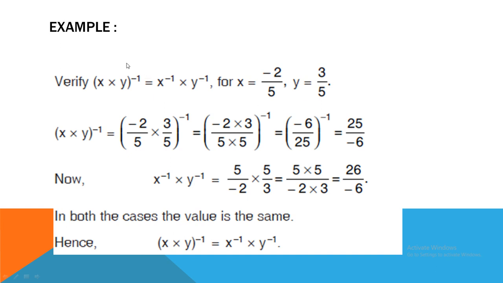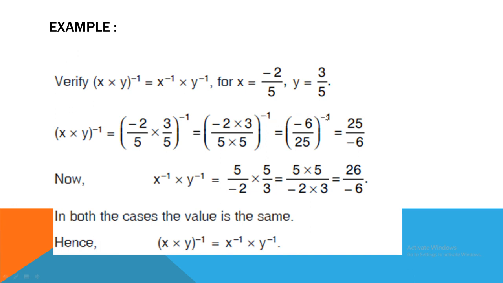Okay, so to verify, this is our left hand side. We have to check the value of left hand side and right hand side for these values of x and y. So (x into y) inverse. Put the value of x and y. Value of x is minus 2 by 5. Value of y is 3 by 5. Okay. So first solve the multiplication. In multiplication, multiply numerators together, we get minus 6. Denominators together, we get 25. And this minus 1 power remains.